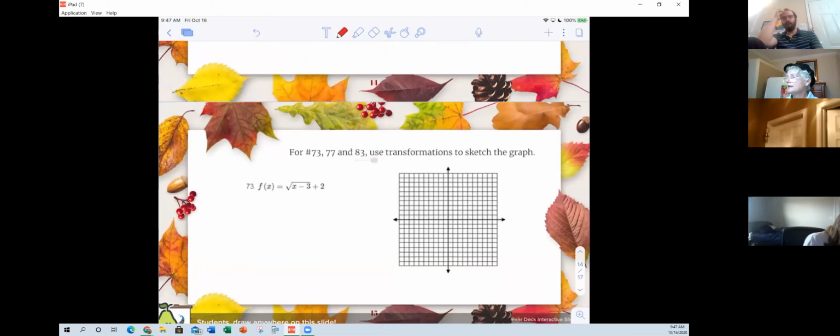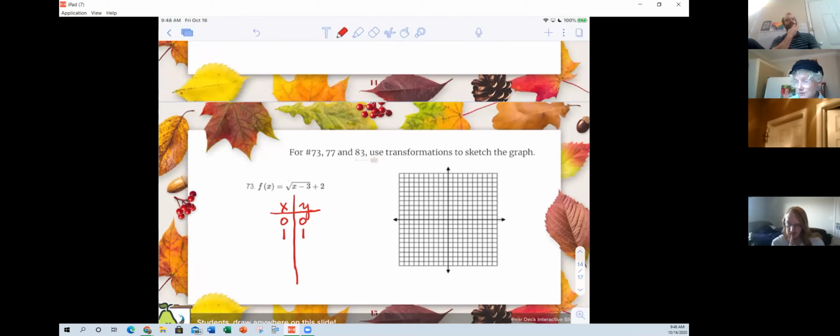So this one says use transformation to sketch the graph. So again, I am going to go ahead and start with a basic square root function. And when you start with a basic square root function, you can't take the square root of a negative, right? So you're going to want to start with 0 and higher. I'm only going to use perfect squares. The square root of 0 is 0. The square root of 1 is 1.